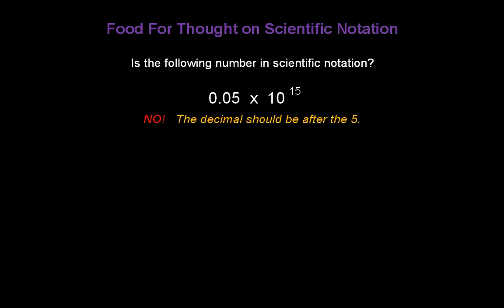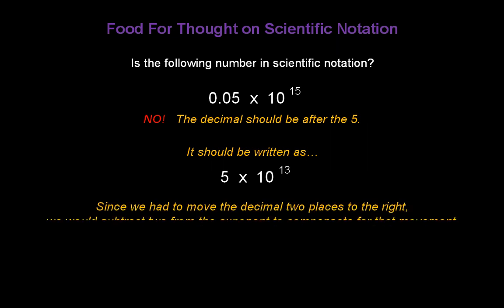No, it is not. The decimal should be after the 5. It should be written as 5 times 10 to the 13th if we were going to write it in scientific notation. Since we had to move the decimal 2 places to the right, we'd subtract 2 from the exponent to compensate for that movement. Both of those numbers are the exact same number, though. One is in scientific notation, one is not.